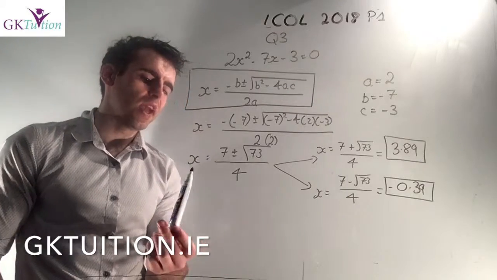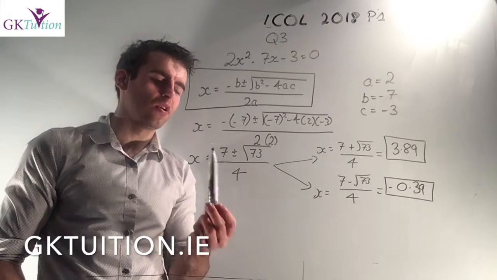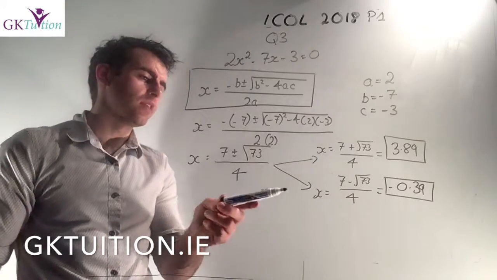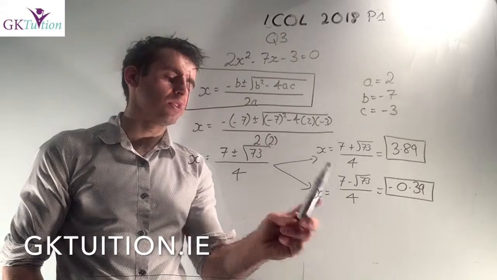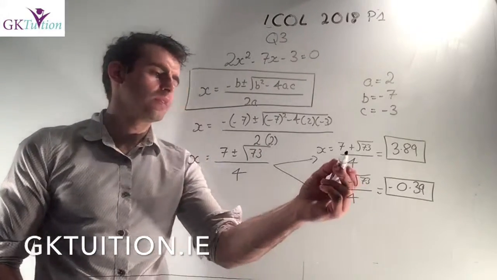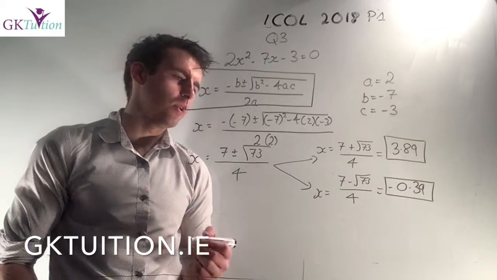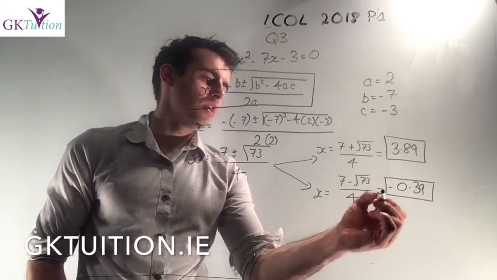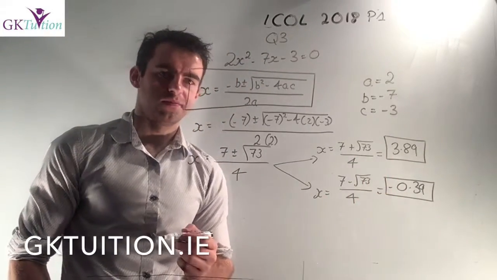It simplifies down and you end up with x is equal to 7 plus or minus root 73 over 4. And then in one scenario you take this as if it's a plus, the other scenario you take it as if it's a minus. You plug all of that into your calculator. To 2 decimal places, if you take the plus, it's 3.89. If you take the minus, it's minus 0.39. So there are your two answers to that question.